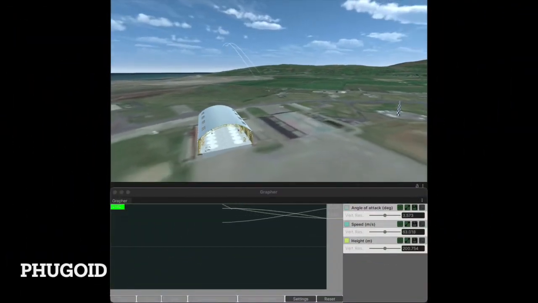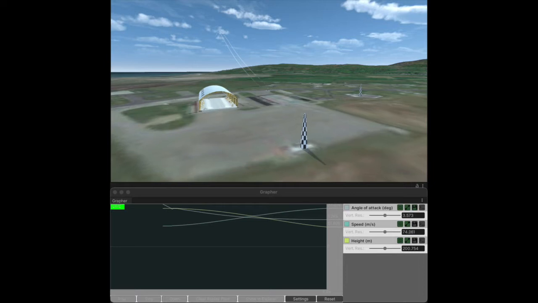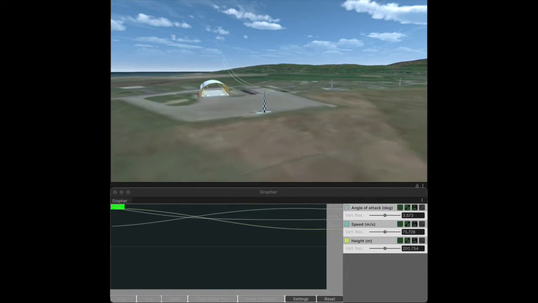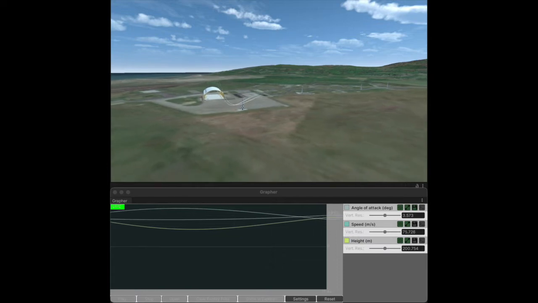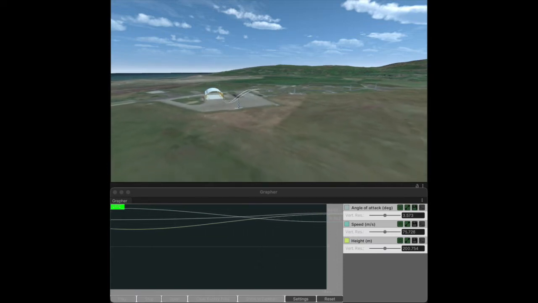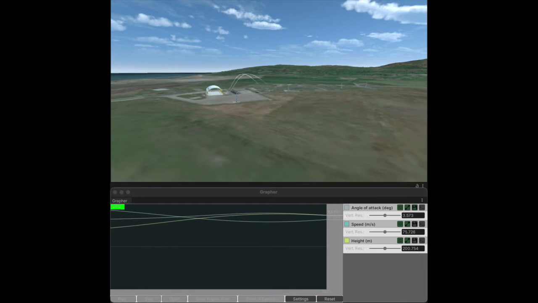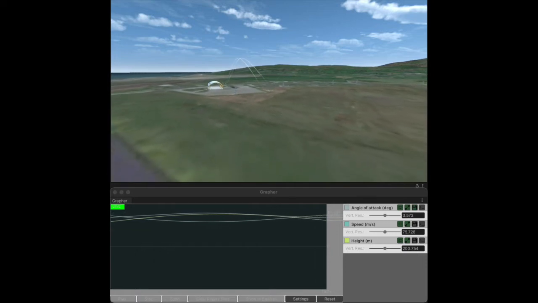Moving forward, now we will do the phugoid analysis. Observing the graphs, we can see that the time period of the plots produced is 9 seconds. This translates to 0.11 radians per second or 0.11 Hertz frequency.